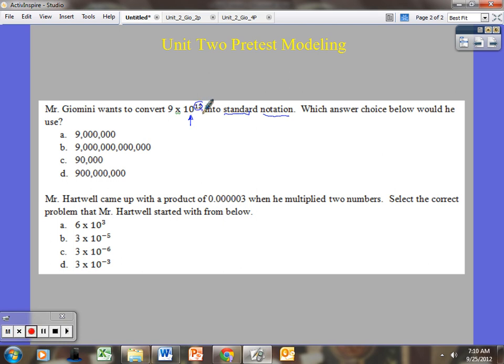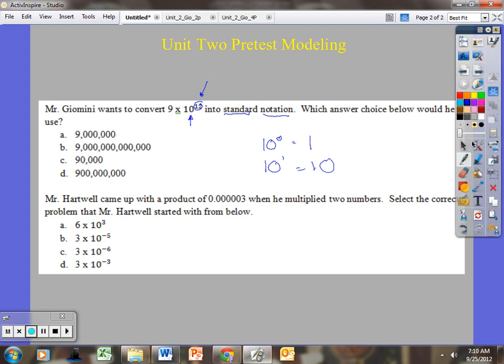So I know that this number has to be greater than 0. The exponent is 12, so that tells me it is going to be greater than 1, because we know 10 to the 0 power equals 1, and 10 to the first is equal to 10. Because the exponent is 12, it's going to be greater than 1. Now, remember when we're doing powers of 10, we're really just moving that decimal point over.